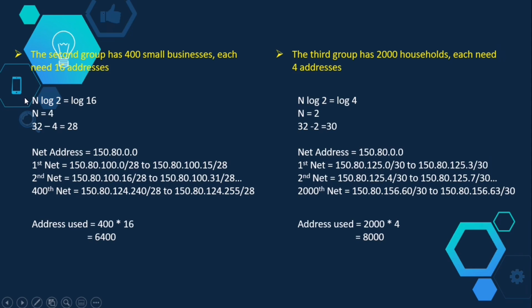For the second group, it has 400 small businesses, and each needs 16 addresses. We repeat the same steps as the first group. n log 2 equals log 16, we get n equal to 4. So for the netmask, we get /28. Then from the equation, we get the same network address, 150.80.0.0.